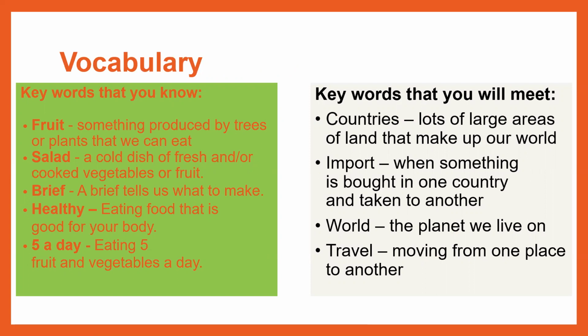So countries are lots of large areas of land that make up our world. Import. Import is when something is brought in one country and taken to another. World. This is the planet that we live on. Travel. This is when we move from one place to another.